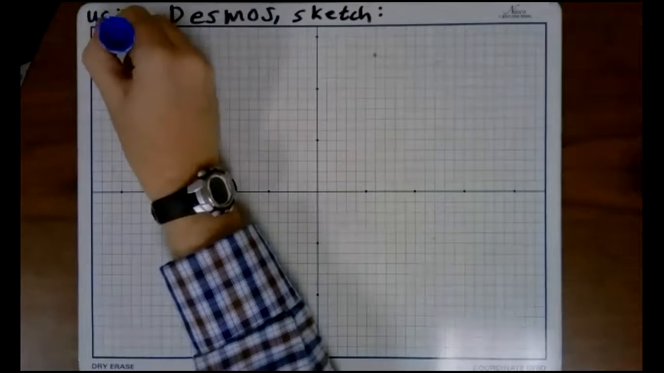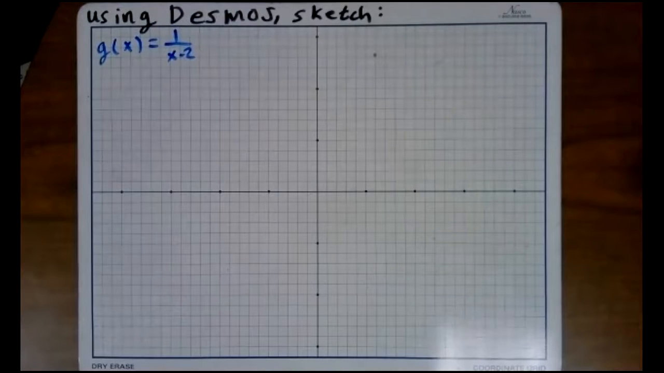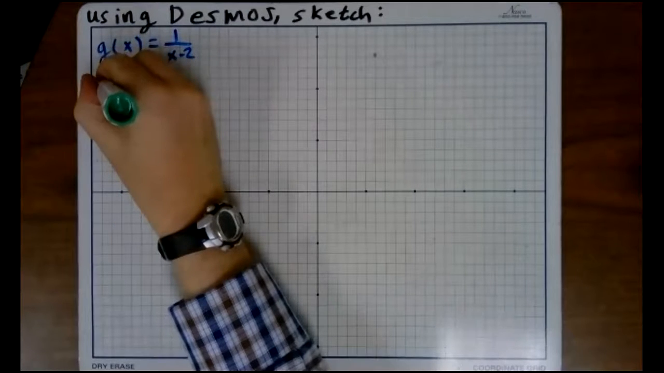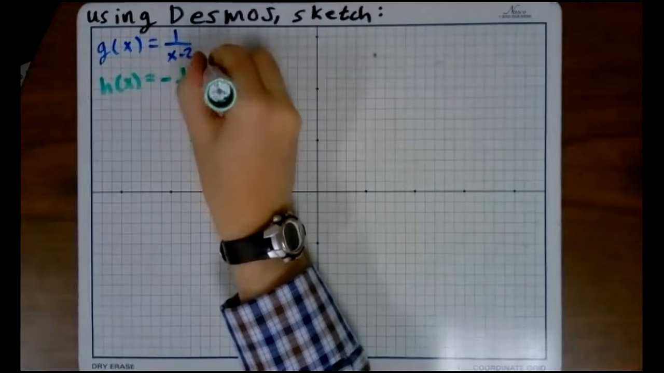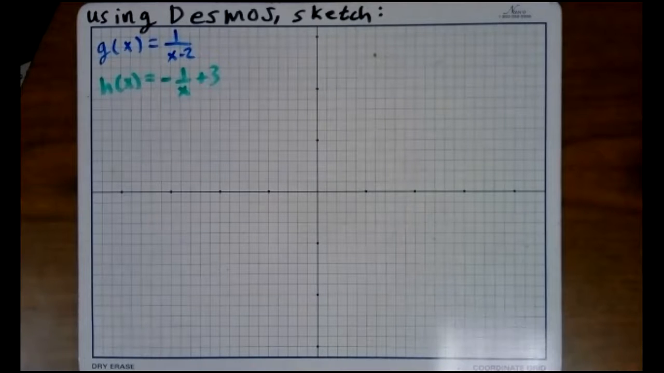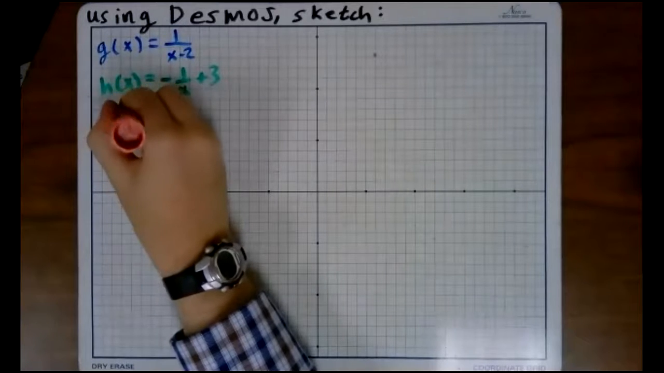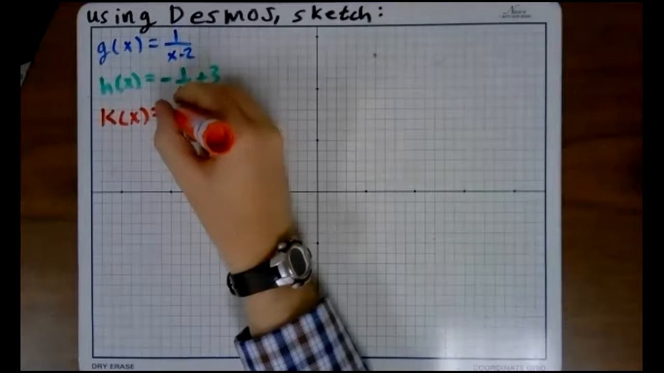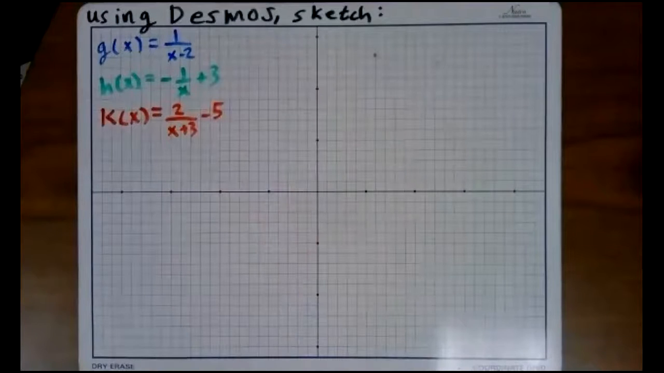I would like you to sketch g of x equals 1 over x minus 2. I would like you to sketch h of x equals negative 1 over x plus 3. And finally, k of x equals 2 over x plus 3 minus 5. Sketch each of these for me. I'll give you about, let's say, 3 minutes.